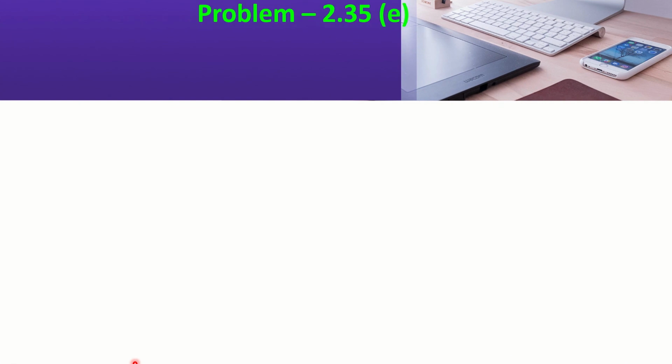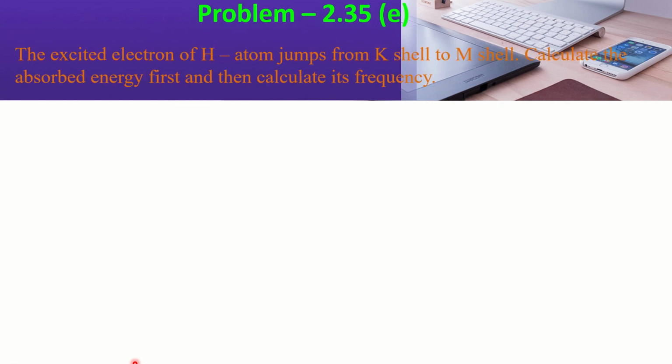Now, another problem 2.35E. The excited electron of hydrogen atom jumps from K shell to M shell. Calculate the absorbed energy first and then calculate its frequency. Dear students, look, here the excited electron of hydrogen atom jumps from lower shell to upper shell. So, obviously it will absorb some energy.